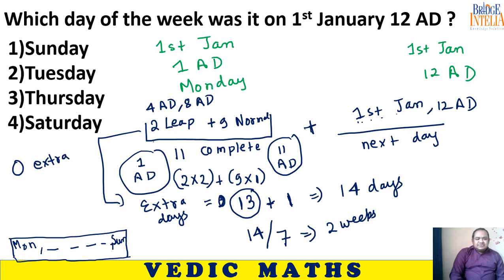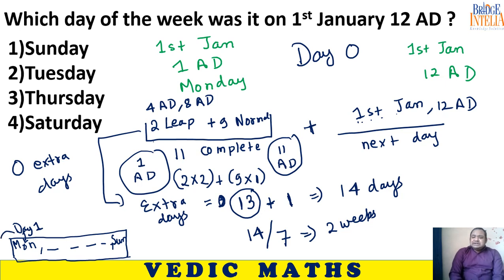0 extra days. So 0 extra days means what should be our answer? Day number 0. So what is day number 0? Day number 1 is Monday, because the modern calendar is designed in such a way that the week begins from Monday. What we have solved is telling us that there are 0 extra days, so answer is day number 0. So 0 comes just before 1. What comes just before Monday? Sunday comes just before Monday. So answer is Sunday.